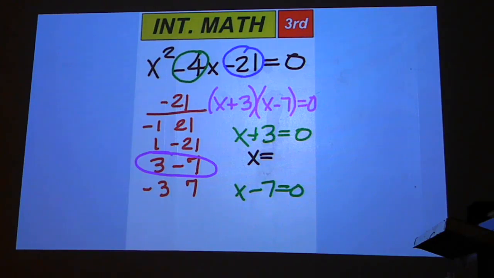Now on this one, if you move your 3 to the right, it becomes negative 3. And this one, if you move the minus 7 to the right, it becomes positive 7. So your answers are negative 3, positive 7.